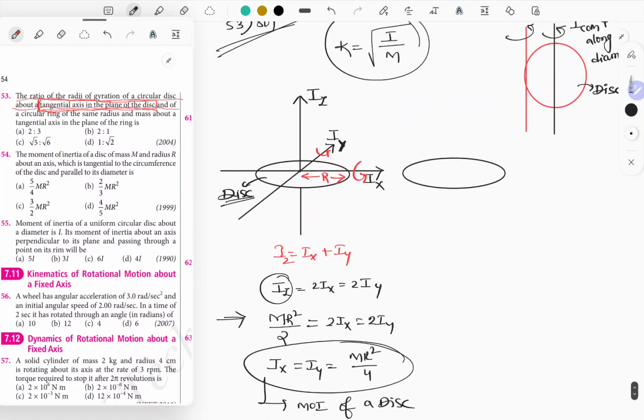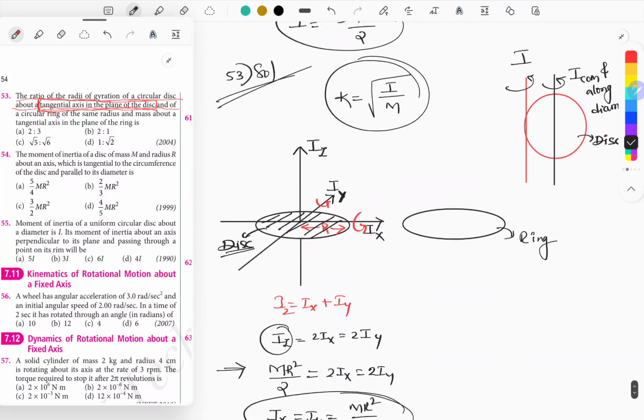Hope you understand. Let me represent the moment of inertia of the ring. Now this is going to be a ring. So what's the difference between a ring and a disk? If it is a ring, inside it is empty space. A disk is completely filled like this. So that's the only difference.